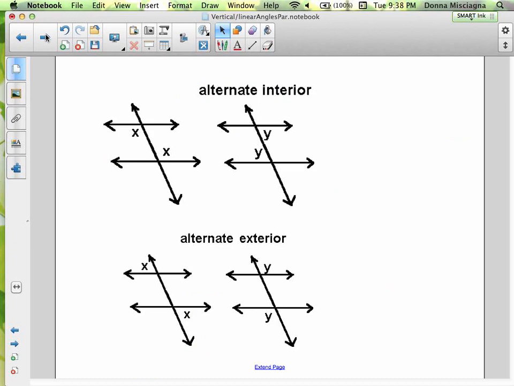And there's the positions for the alternate interior and the alternate exterior. There are 2 pairs of alternate interior angles and 2 pairs of alternate exterior angles. They're on opposite sides of the transversal. If they're between the lines, they're alternate interior. If they're outside the lines, they're alternate exterior.